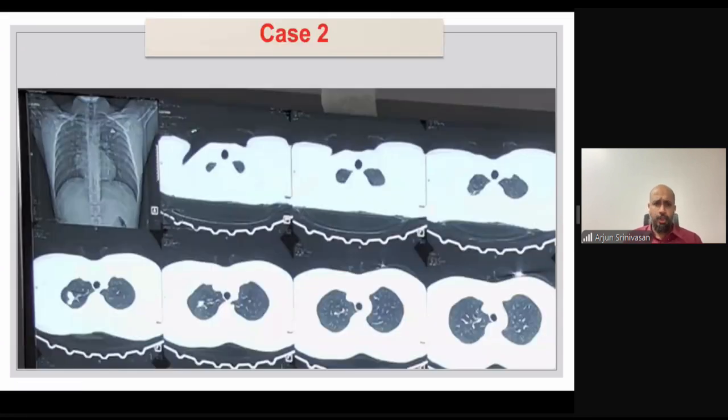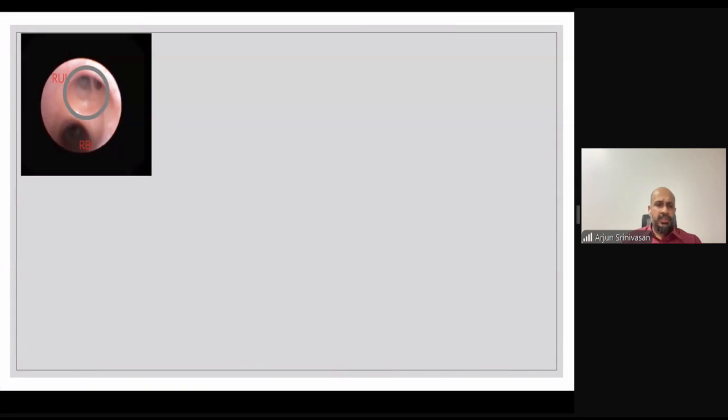So coming back to case 2, this is a young male. You can see that there is a little bit of a small consolidation. Patient presents with about 4 weeks of cough and constitutional symptoms. And you can see that there is a small area of consolidation and a little bit of centrilobular nodules there. So this is a bronchoscopy.